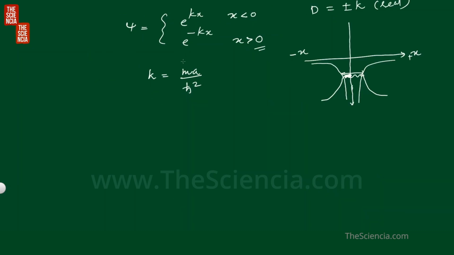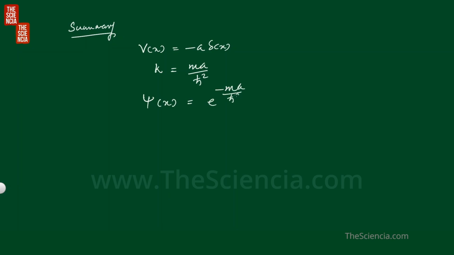And when substituting this k value in the above expression, we get psi is equal to e raised to ma by h cross square x in the region x less than 0, and e raised to minus ma by h cross square into x in the region x greater than 0.